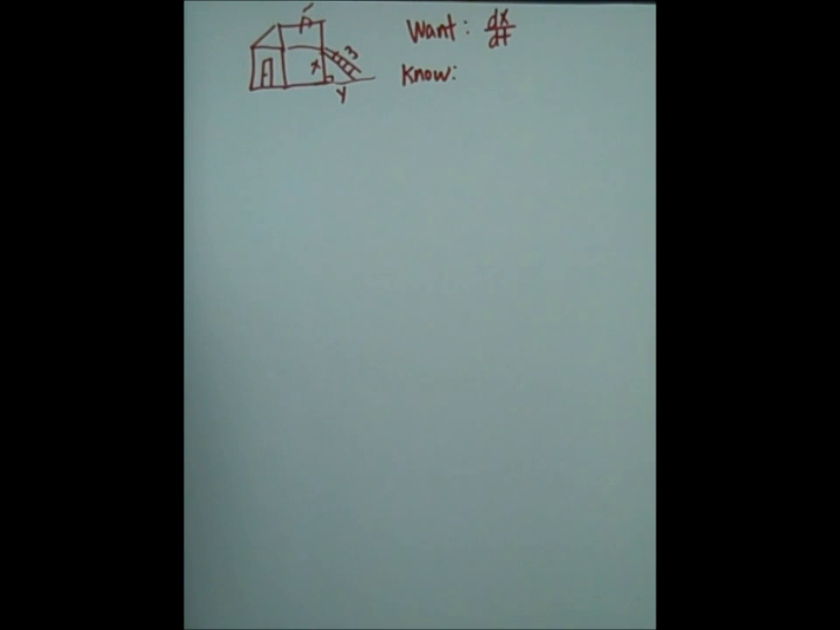Let's write down what we know. In the problem, it says that the base of the ladder initially is 0.5 meters away from the house. So initially, it's 0.5 meters away, but we want to know after 1 second how fast is it. So we can't just put in 0.5. We need to figure out what happens after 1 second.